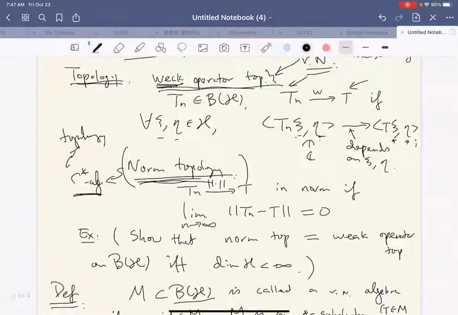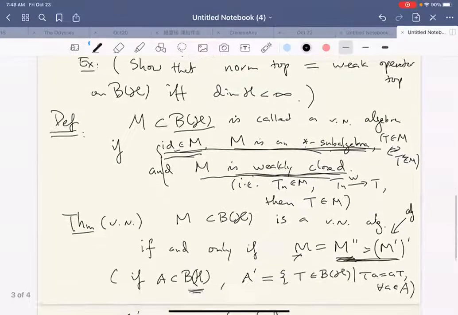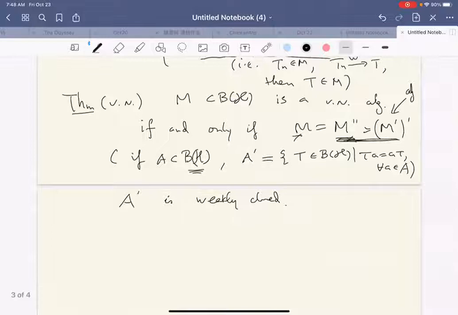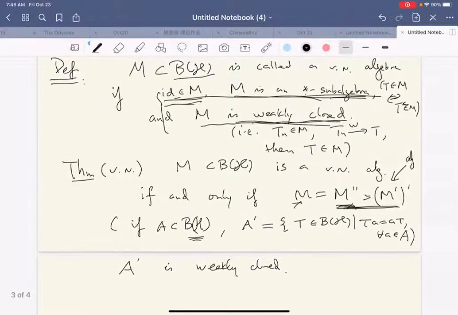So maybe I'll say to the rest of you: if you have Tn going to T, and each Tn commutes with A, it follows easily that T also commutes with A, because checking commutativity just amounts to checking on the vectors. So the commutant is always weakly closed. Now you also see why we require this to be weakly closed for this theorem to even have a chance.